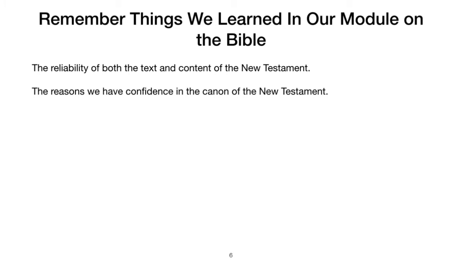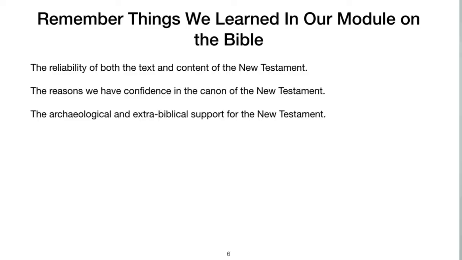And we saw that we have great reason to have confidence that we have the right books, that the canon is the right selection of books, and that other books that people think ought to be part of our story of Jesus lack credibility for one reason or another. And then, of course, we saw that there's a great deal of external support for the Bible. So there are external writings that support various things that we read about in the Gospels. And of course, there's tremendous archaeological support for the historicity of the Gospels.